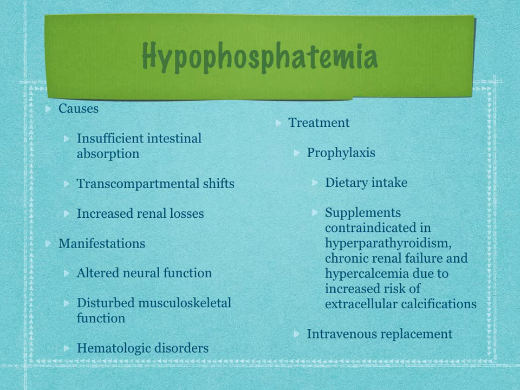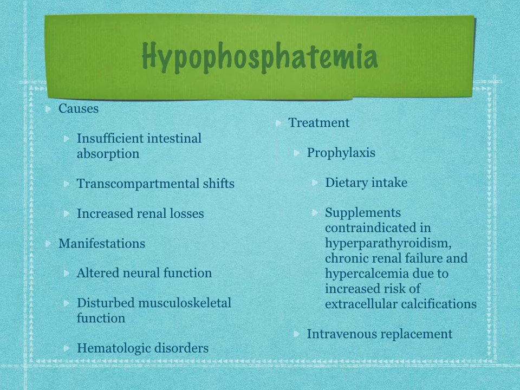In hypophosphatemia, the causes are insufficient intestinal absorption, transcompartmental shifts, increased renal losses, and it manifests by altered neural function, disturbed musculoskeletal function, and hematologic disorders. The treatment is prophylactic. We make sure that we have a dietary intake that's sufficient in phosphorus, which we know is readily available in milk. Supplements are contraindicated if there's hyperparathyroidism, chronic renal failure, and hypercalcemia due to increased risk of extracellular calcifications.